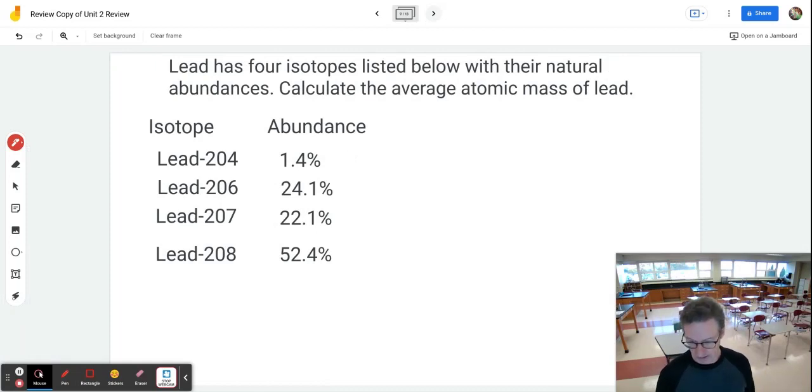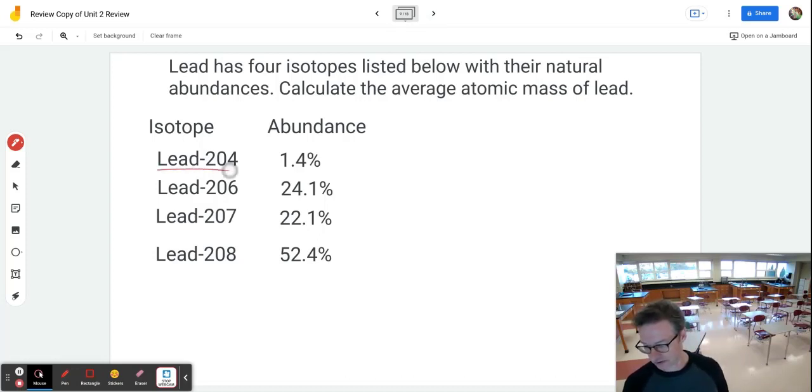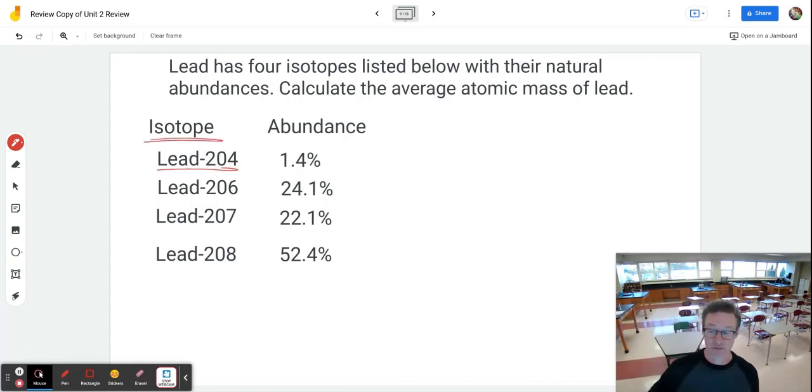All right, so here's a calculation question for average atomic mass. Average atomic mass is always found by taking the mass, and when the isotope is written this way, see how these are all lead, right? They're isotopes because they're all lead atoms. It's just that they're lead atoms that have different masses.